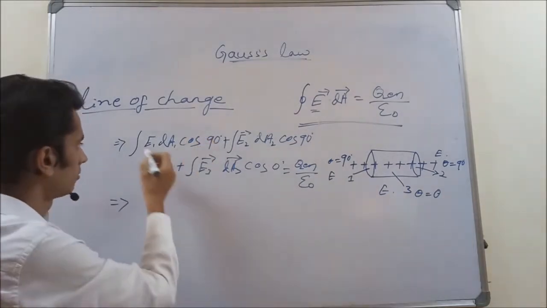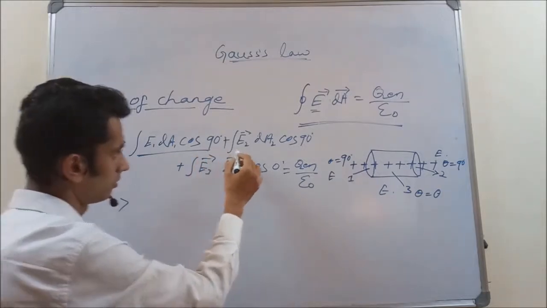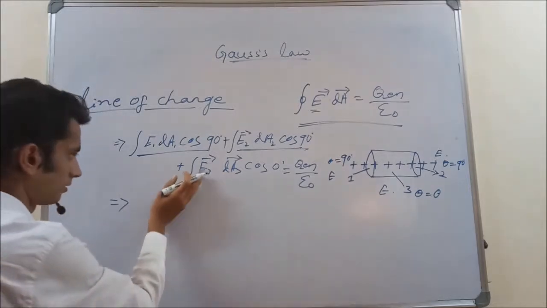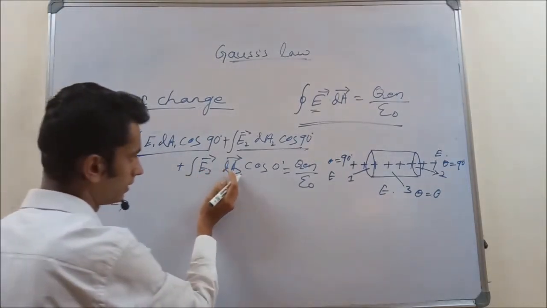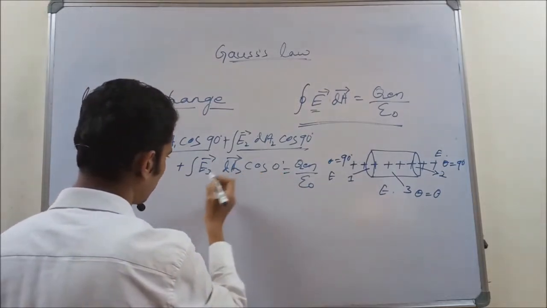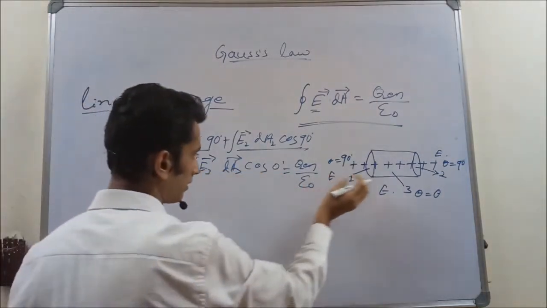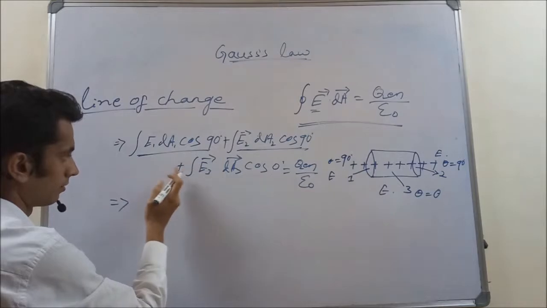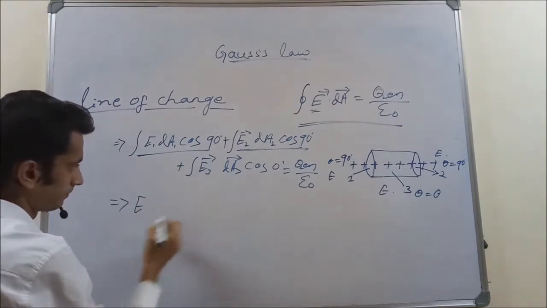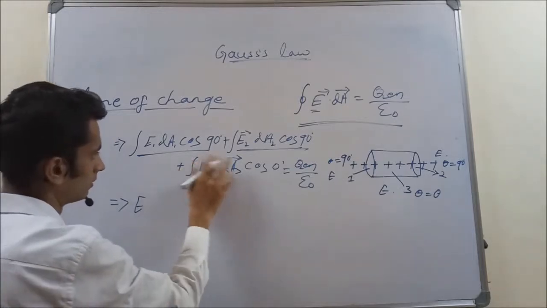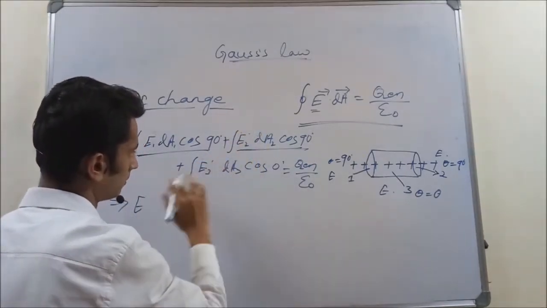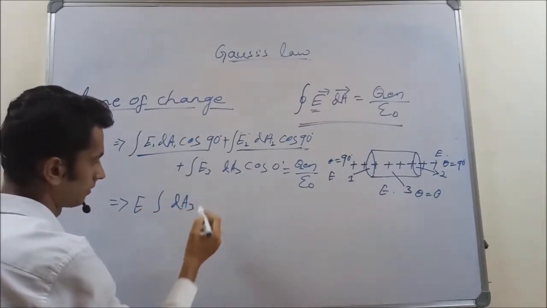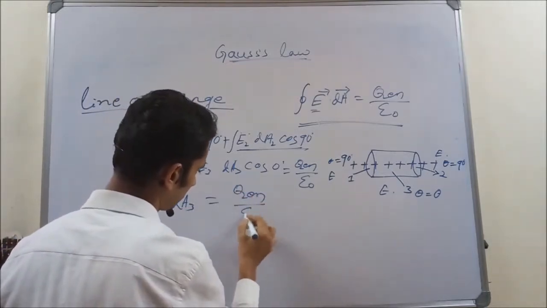Cos 90 is 0, so the total term will be 0. Here also cos 90 is 0, so this total term will be 0. So what will remain? The integral of E3 dA3 cos 0. Cos 0 is 1 and E3 is constant at every small area of the curved surface, so you can bring the electric field out of the integration. So E times the integral of dA3 is equal to q enclosed by epsilon 0.